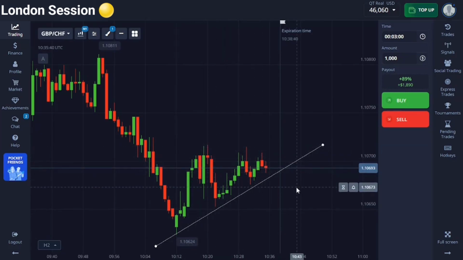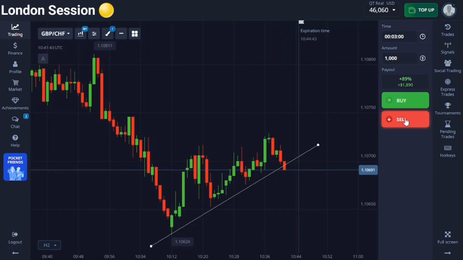So all I'm waiting for is a break of this trend line to the downside, and we'll go ahead and lock in a 3-minute sell position. So let's see how this one pans out. Volume is looking sweet right now. We got a break to the downside, so I'm gonna go ahead and lock in a sell position right here.